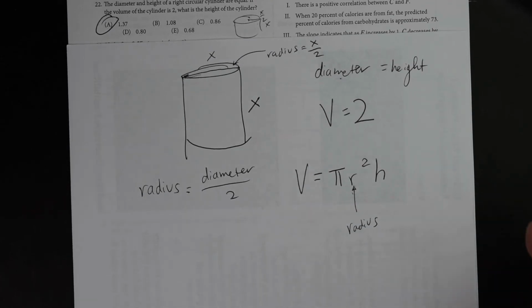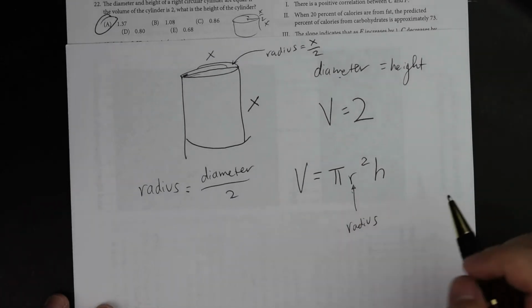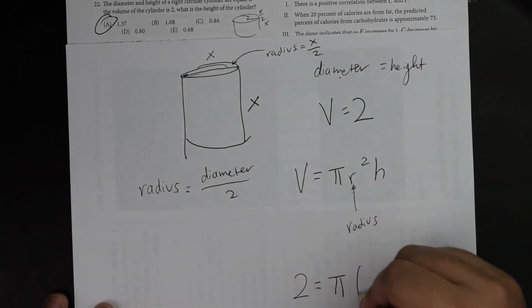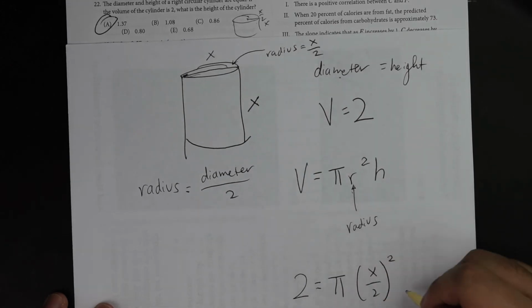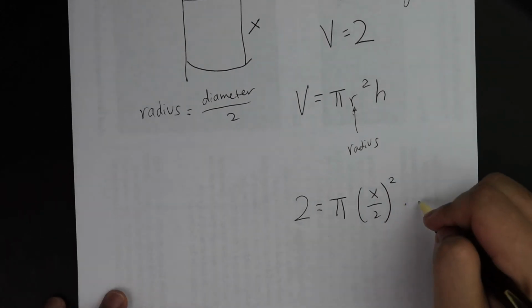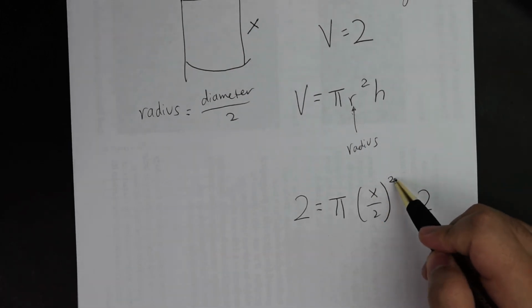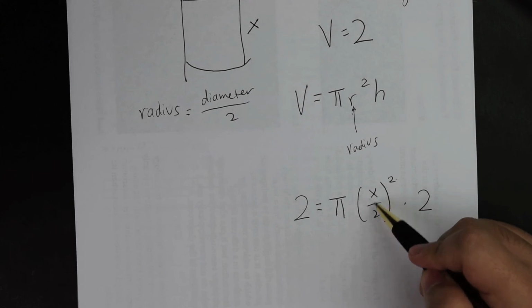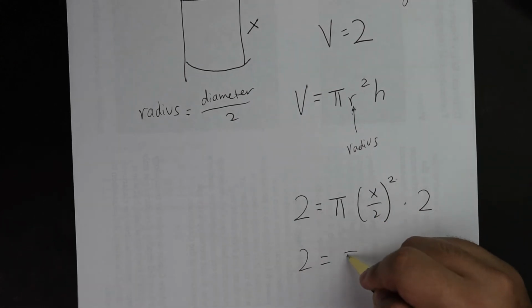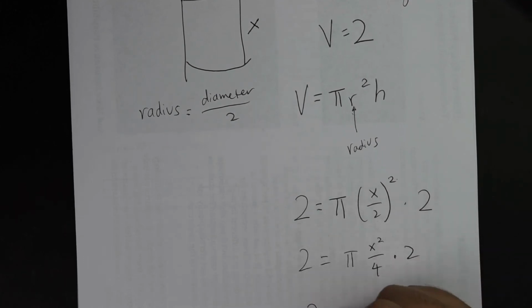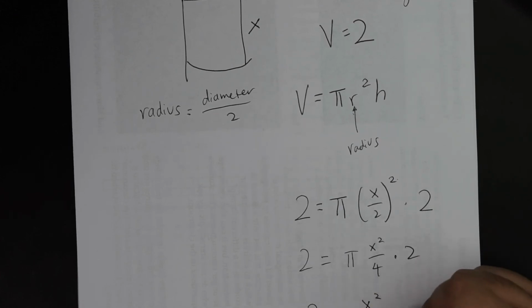Afterwards, I set up the equation because my volume equals 2. I understood it was going to be pi, my radius, as I said, was x over 2 squared, times height, which is also going to be 2. You also have to make sure when you distribute the exponent right here, it goes to both the numerator and the denominator, or the top and bottom part of this fraction. So 2 equals pi x squared over 4 times 2, and then ends up going to be 2 equals x squared over 2 pi.